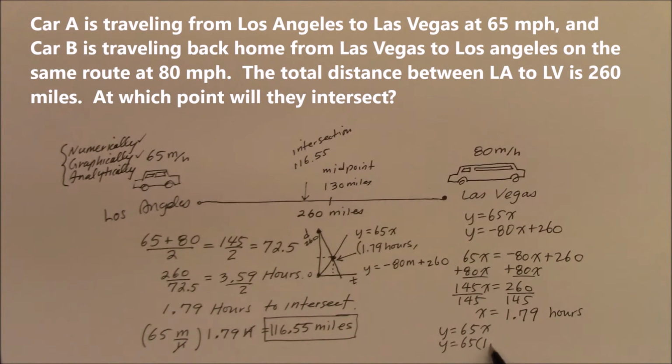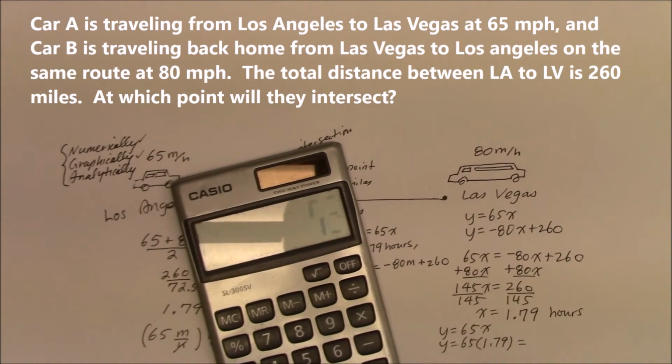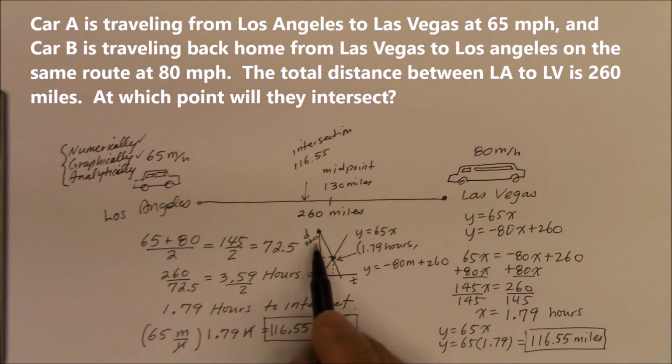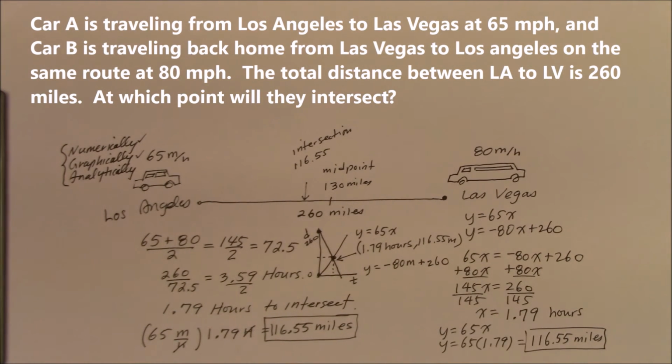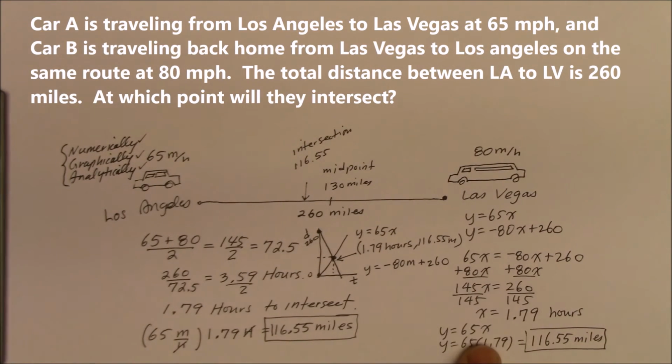So in this case, you have to multiply. 65 times 1.79 is going to give 116.55 miles. Look at that. There it is. And that represents the vertical axis, 116.55 miles. And that is done analytically, right there.